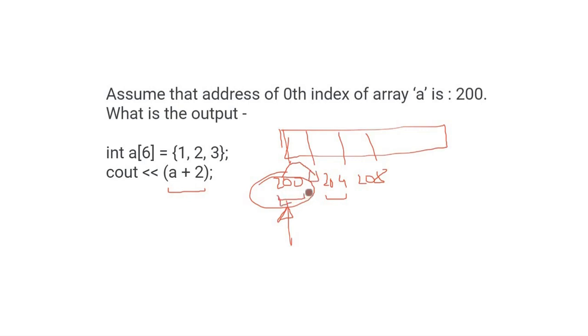So if we are currently at 200, then on incrementing the pointer by 1, it moves to the next location, which is 204, and on incrementing it twice, it moves one more memory location ahead, which is 208. Hence the answer is 208. Though a is not exactly a pointer, we have discussed that it more or less behaves like a pointer.